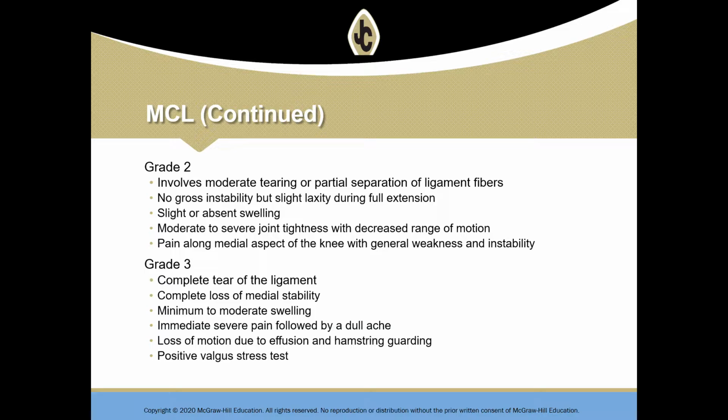Grade 3 is where there's going to be a complete tear. There's a loss of medial stability, so they're going to feel like it's giving way. Minimal to moderate swelling. There's going to be an immediate severe pain followed by a dull ache, because when you tear a ligament, you're tearing the nerve fibers. There's going to be loss of motion due to effusion and hamstring guarding. Whenever you tear a ligament, some muscle group is going to activate itself to help control the joint, and it just so happens with the MCL that it's the hamstring that is going to start contracting to control the joint.